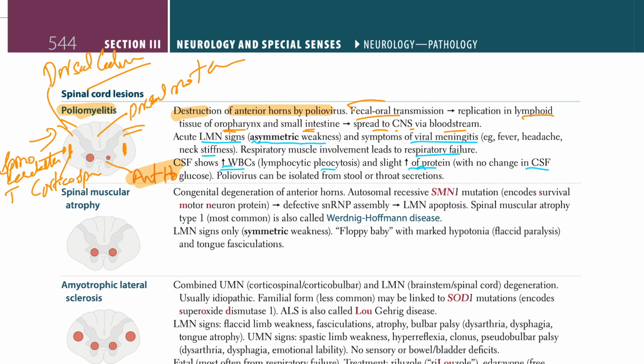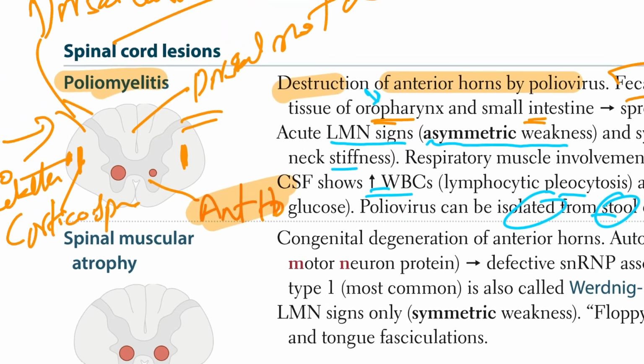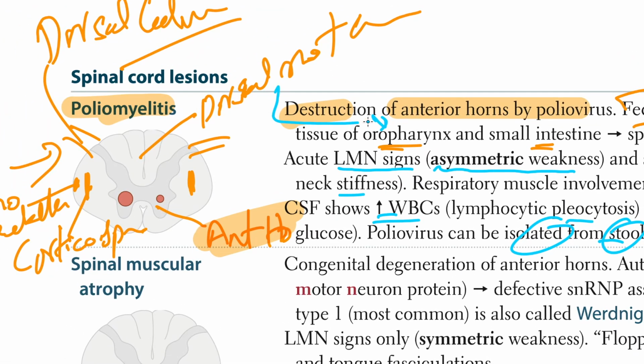Poliovirus can be isolated from stool or throat secretions because it's coming from the fecal route and replicates in the lymphoid tissue in the oropharynx. So you can for sure isolate it in stool or throat secretions. Now, importantly, if you just look here, it leads to destruction of these anterior horns, but it is asymmetrical because it is only affecting one more than the other.